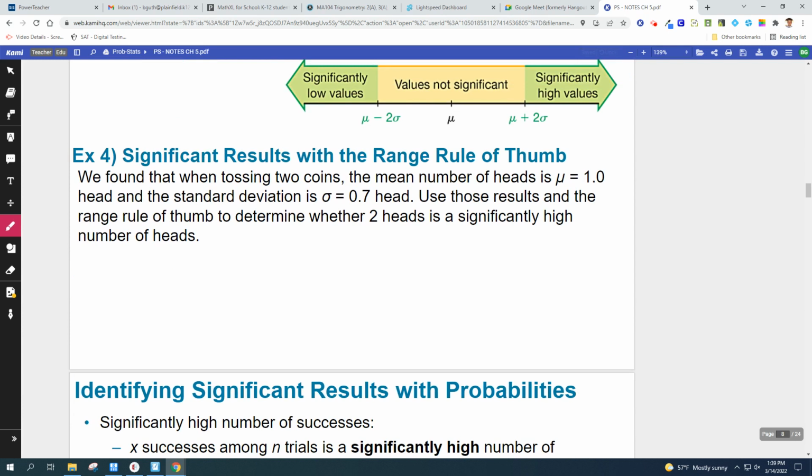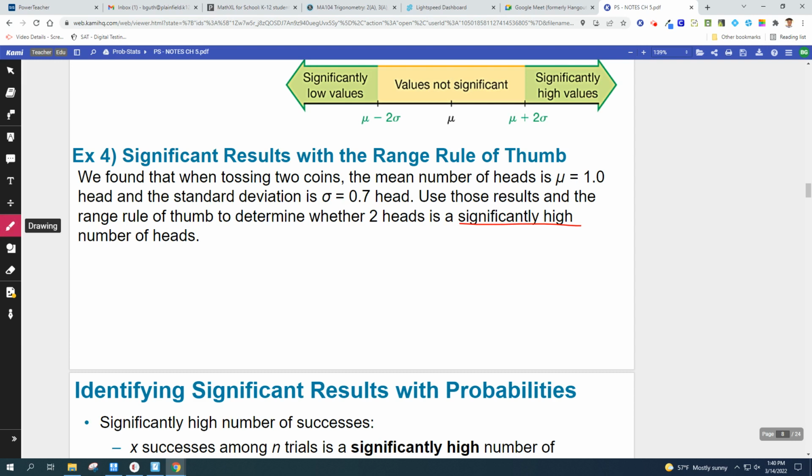So when I look at this problem, number 4, we found that when tossing 2 coins, the mean number of heads is 1.0, and the standard deviation is 0.7. Notice they rounded off. Use those results and the range rule of thumb to determine whether 2 heads is a significantly high number of heads.